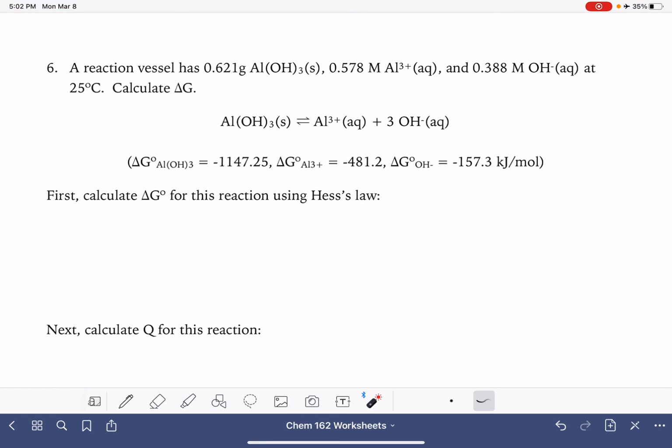So this one we're calculating non-standard delta G, and there are a few steps involved. First, I'm going to write the equation that we're going to use. Non-standard delta G is equal to standard delta G plus R, the gas constant, times T, the temperature in Kelvin, times the natural log of the reaction quotient. The first thing we're going to do is calculate the standard delta G, and the easiest way to do that is using Hess's law.